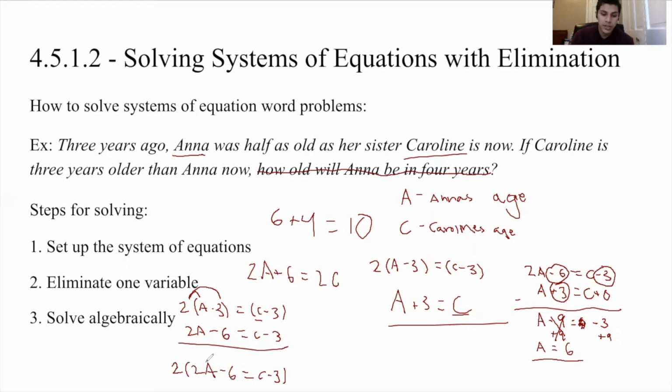Then you can do 2 times 2a is 4a minus, and then 2 times negative 6 is negative 12. 4a minus 12 equals, and then 2 times c is 2c, and then 2 times negative 3 is negative 6. So you have 4a minus 12 equals 2c minus 6. So that's just a heads up of how you would multiply entire equations to get the same amount of one variable in that equation. So therefore, you can subtract the equations and eliminate that variable completely.